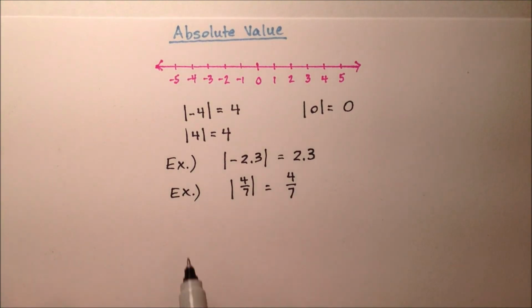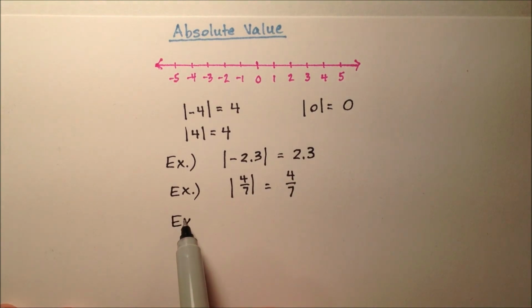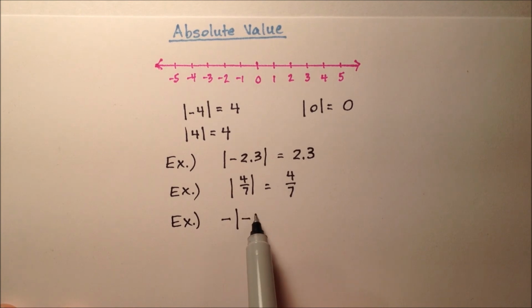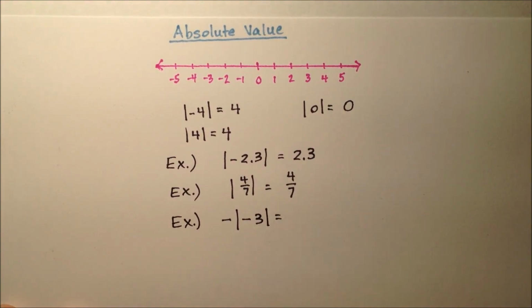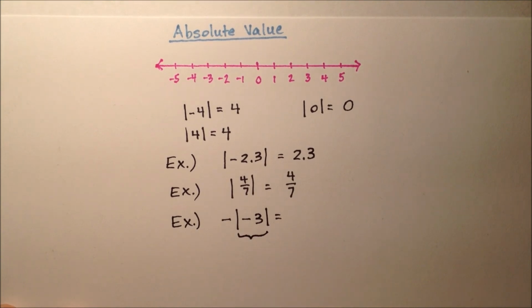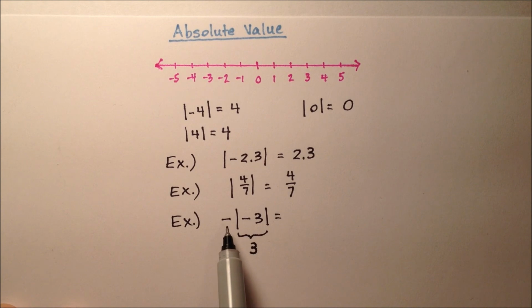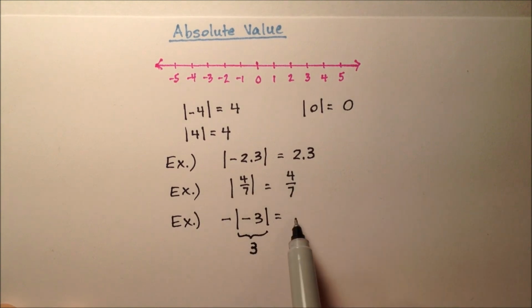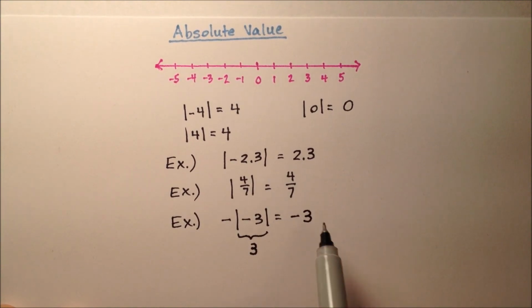Another example that they might give you to try to trip you up a little bit is something like this. The opposite of the absolute value of negative 3. Well, the absolute value of negative 3 is going to be 3, because negative 3 is 3 units away from 0 on the number line. But we want the opposite of this distance. So when the distance is positive, we want to take the opposite of the positive number, making it a negative number.